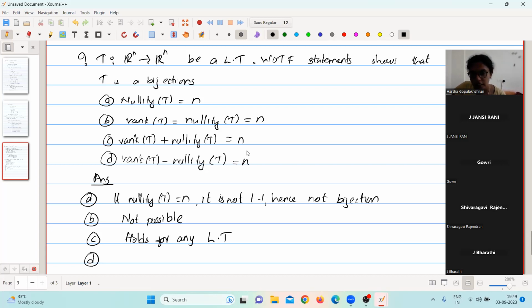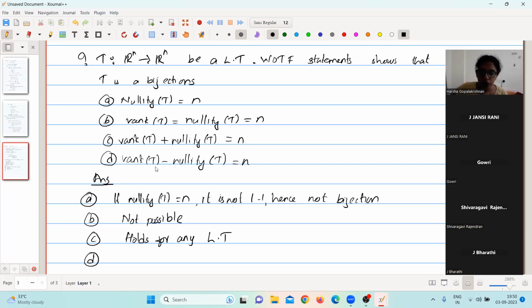But the question is, which of the following statements implies that it is a bijection? So what I want is this condition. First assume this and show that T is a bijection. That means assume this and prove that nullity of T equals 0. That is what you want to prove. Is that clear? Yes, ma'am.